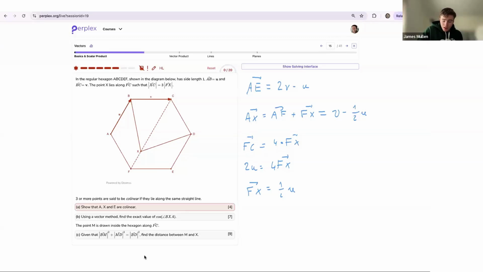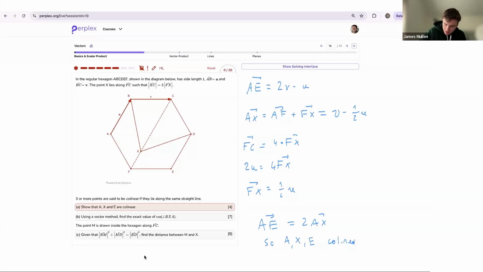Okay? Now, I notice that AE is twice AX. If I take this and I double it, I get that above. And that means that the points A, X, and E are collinear because this vector here is parallel to the vector that goes through all of them, and so they have to lie on the same straight line, okay? So A, X, E are collinear, right? And that's part A.